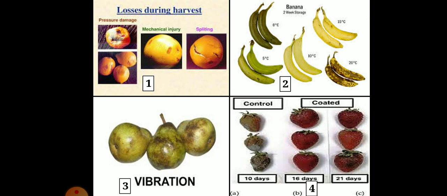Same is true with the fourth image. We have here strawberry. Strawberry is a non-climacteric fruit, so you need to treat it chemically. If you coat these fruits with wax, then at least you are extending the shelf life of the commodity.